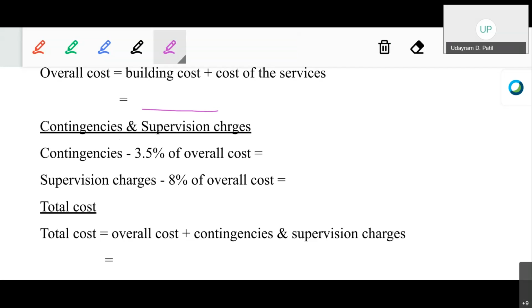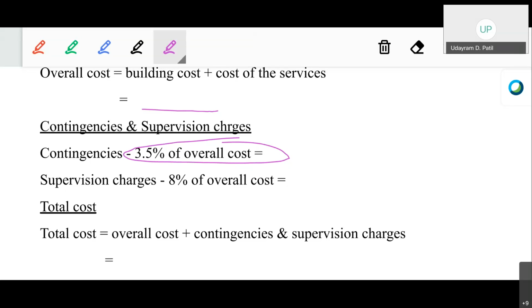So 3.5% of the 48,46,892.62 will be our contingencies. That will be 1,69,641.241. Okay, cross verify it.